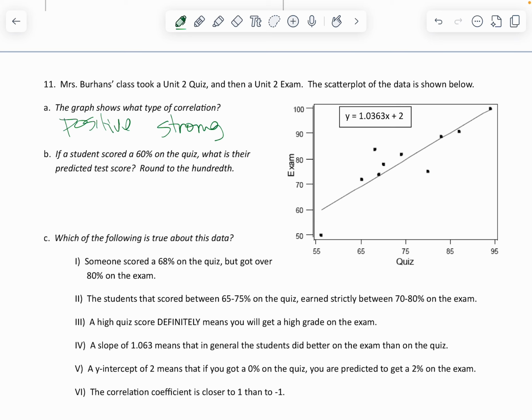So next, if a student scored 60% on the quiz, that's the x value. So I'm going to plug it in. Y equals 1.0363x. And I'm going to plug in 60. Yeah, just plug in 60. And if I do that, I'm going to get 64.18%.